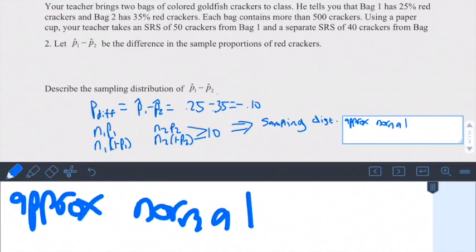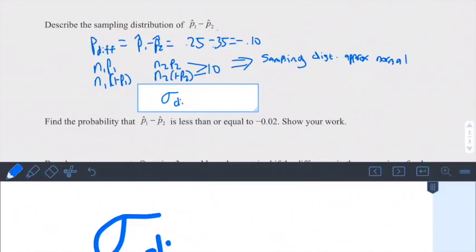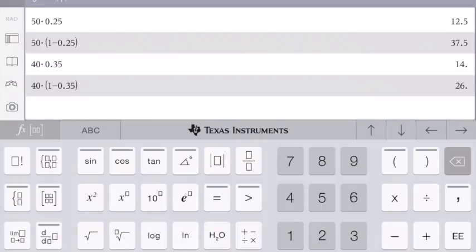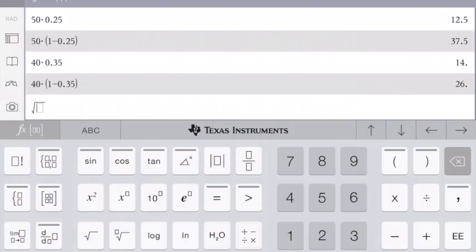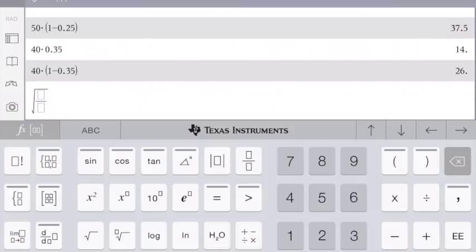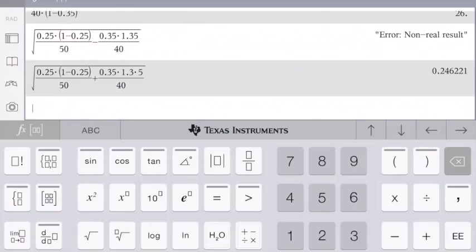Cool, and then we need our spread. For the standard deviation of the difference, we're just going to type all of that into our calculator using that formula. So it's a big old square root. We have p1, 0.25 times 1 minus 0.25, or you could say 0.75, all over 50 crackers, plus 0.35 times 1 minus 0.35 over 40. I meant to say plus. So that's about 0.246.